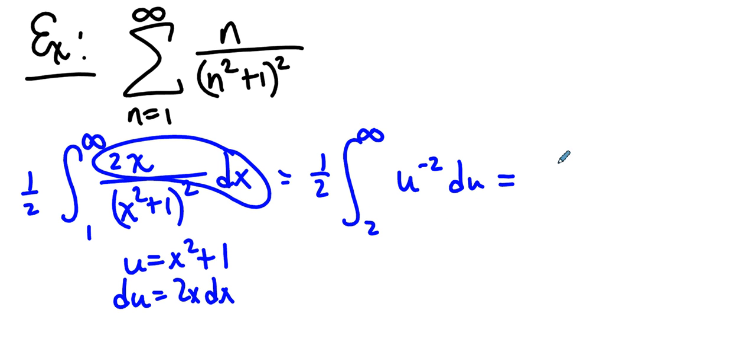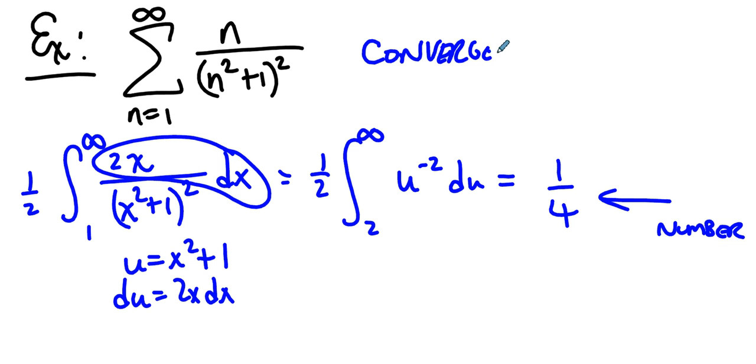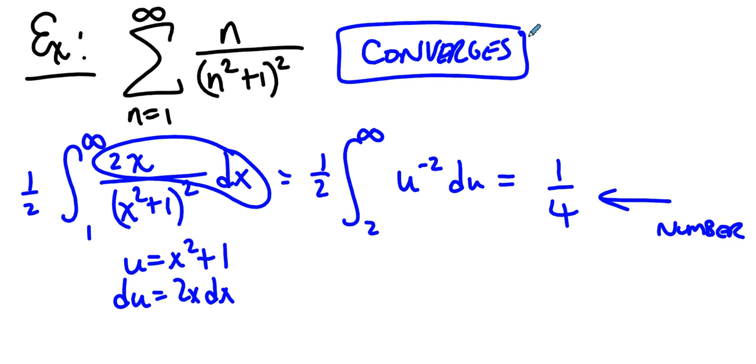This integral turns out to be 1/4. And this is a number. And because this integral is a number, then this series is also a number. The integral was a number, so the series is a number.